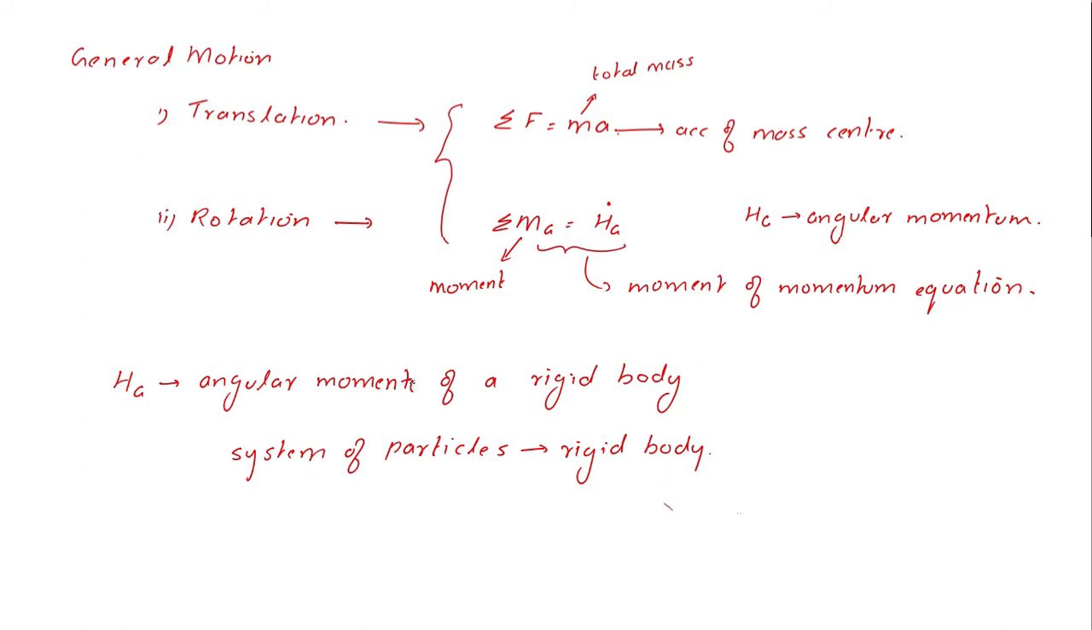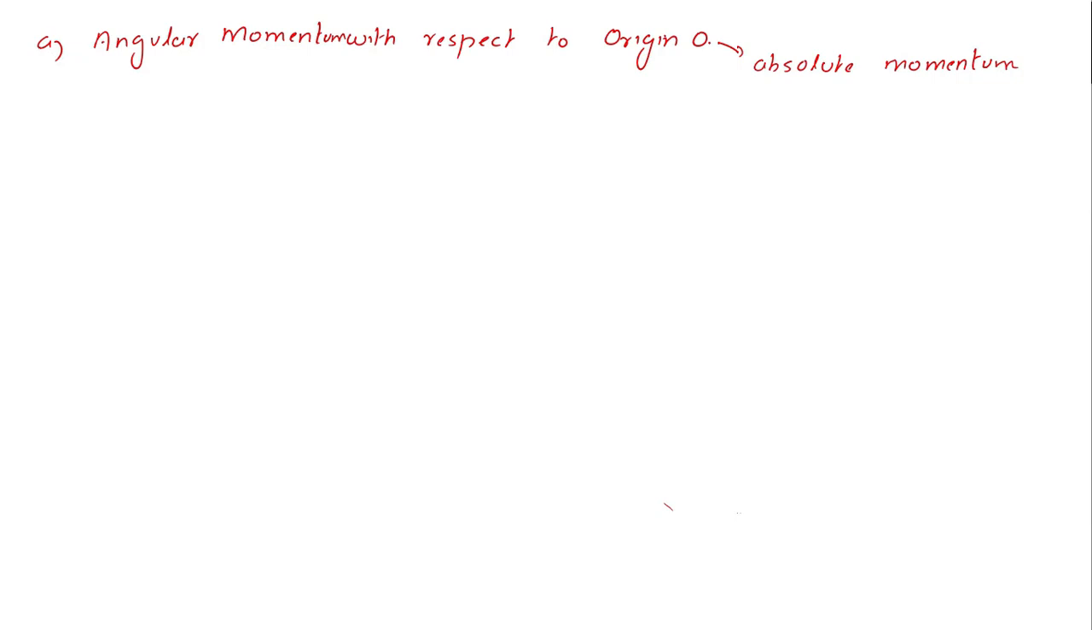Angular momentum. Now, this corresponding equation we had already studied when we considered a system of particles. As such, the equation was H_O equals sigma r_i cross m_i v_i, where r and v are the corresponding vectors.